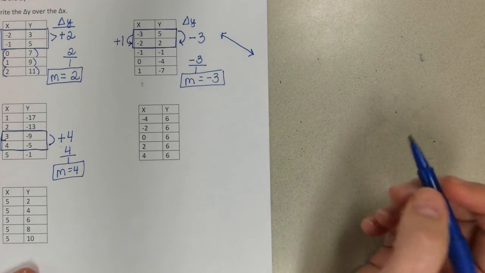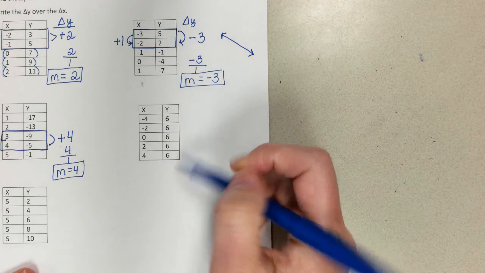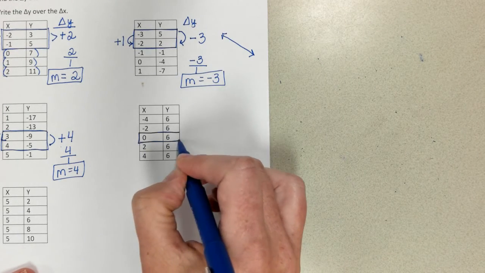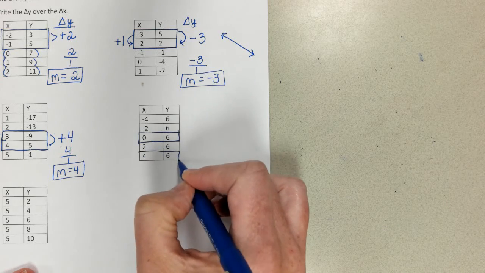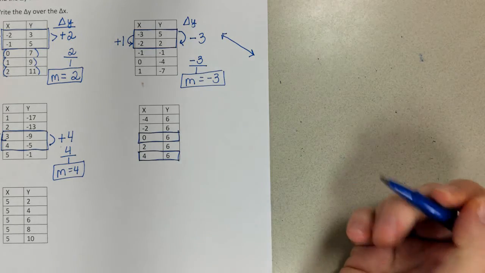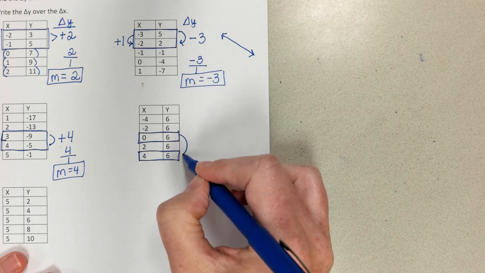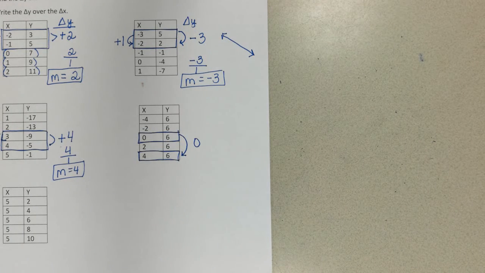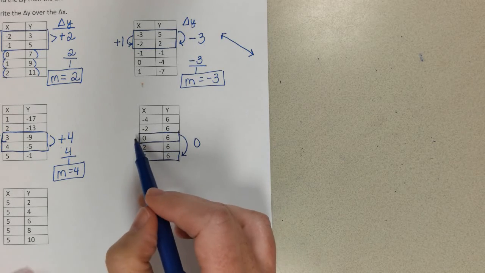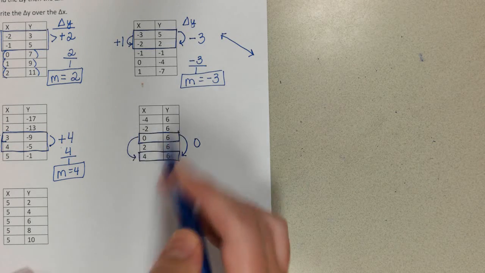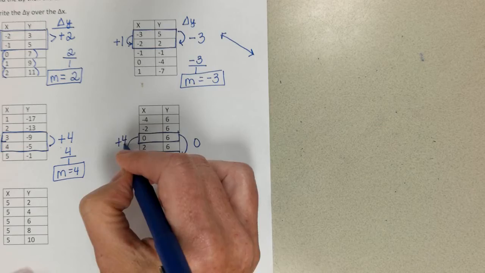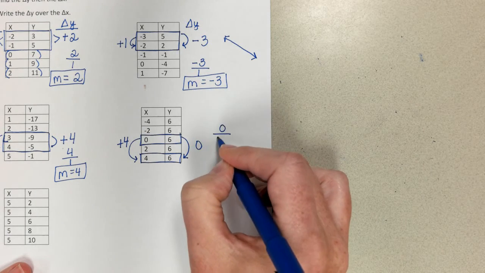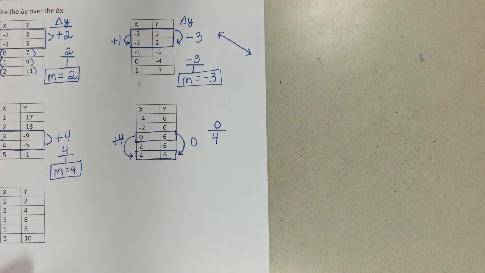Okay, let's look at this next one. Now, these are all 6s. So let's just make this fun, and let's pick this point and this point. It's not going to matter. To get from 6 to 6, that's nothing, right? We're not adding anything. This one's a little unique. And to get from 0 to 4, we're adding 4. So the change in y over the change in x is 0 over 4.